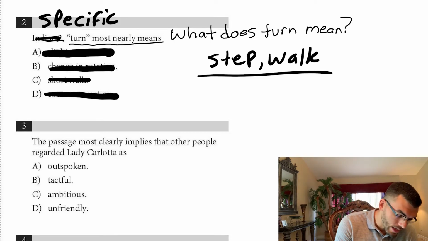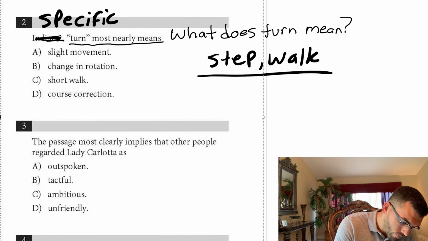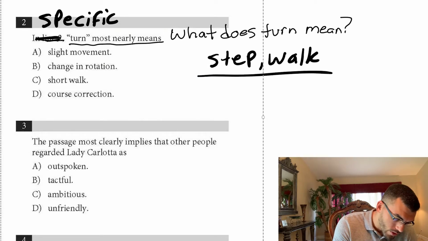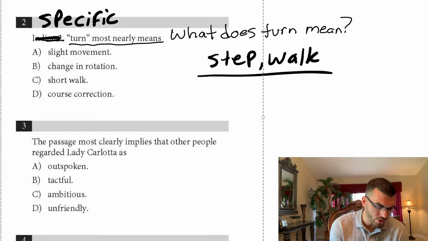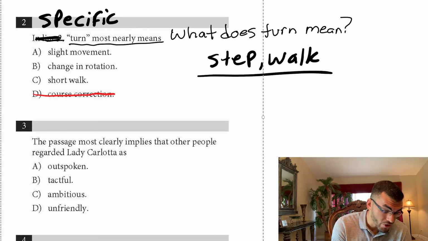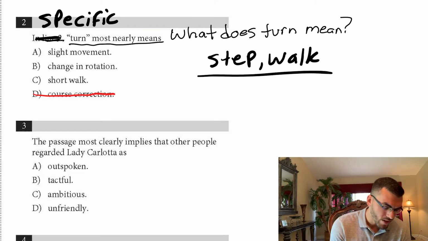Now, let's uncover the answer choices and see which one of these matches what we came up with. So, course correction. That doesn't match step or walk. A course correction. Nothing about she corrected her course. That doesn't match what we came up with. A short walk. Short, small wayside station, uninteresting length, a short walk. Let's definitely hang on to that. A change in rotation, no.